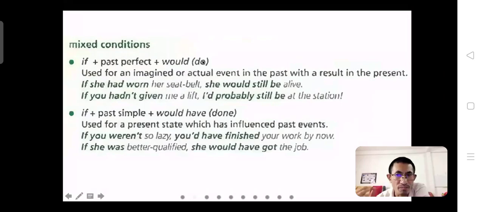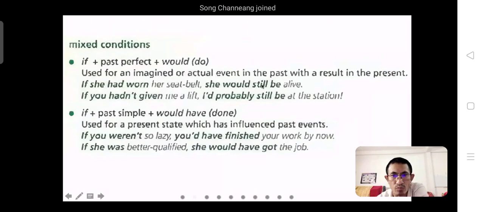So what is the meaning when you use it like this? It is used for an imagined or actual event in the past with a result in the present. For example, if she had worn her seat belt, she would still be alive.